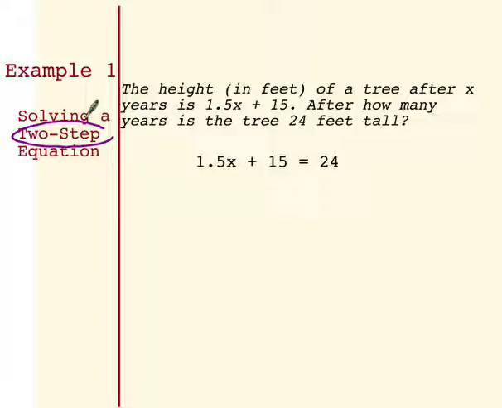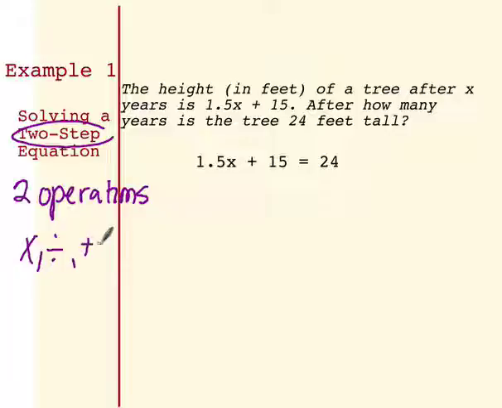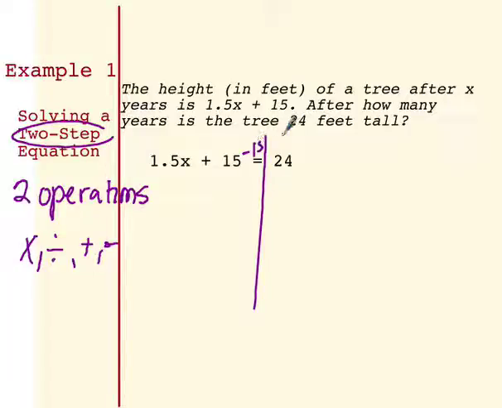Two-step usually indicates there'll be two operations to do, meaning multiply, divide, add, or subtract. In this case, one option would be to subtract 15 first. So you want to take away 15. If you go underneath, that's fine. If you subtract this way, that's fine. So you're subtracting 15. Obviously, 1.5x plus 15 minus 15 is just 1.5 times x plus 0 equals 9.